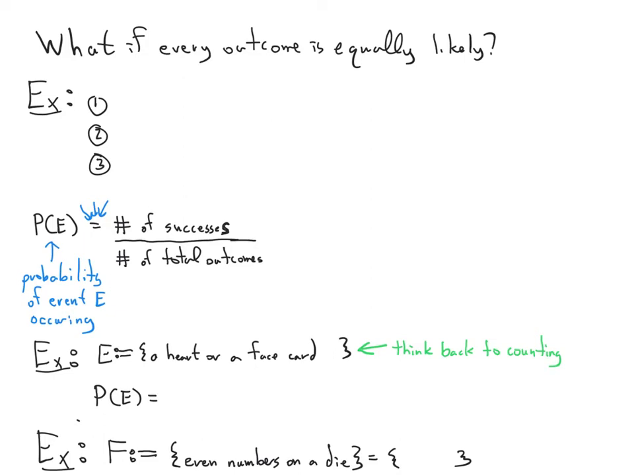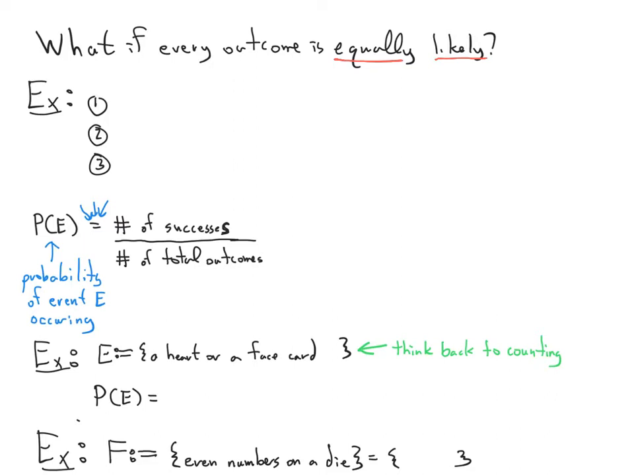Let's talk about the situation where in an experiment, every outcome has the same likelihood of occurring. Every outcome is equally likely. Let me give you a couple of examples just to make sure we know what we're talking about.